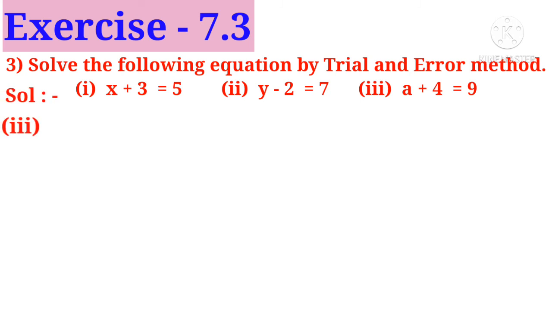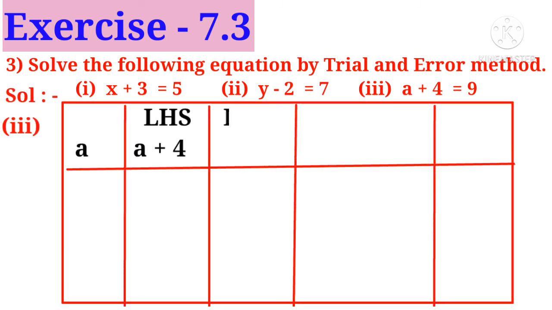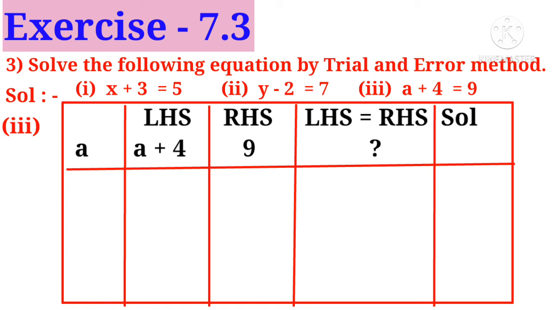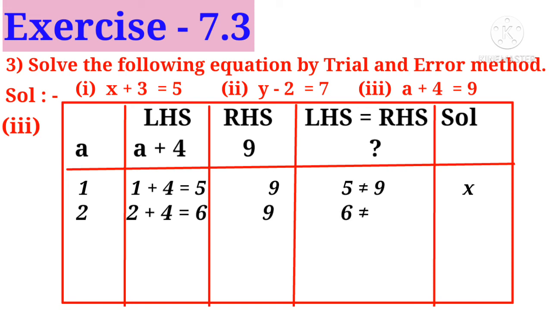Now third problem. Equation is a plus 4 is equal to 9. So put a is equal to 1, then 1 plus 4 is equal to 5 on LHS. RHS is 9. 5 is not equal to 9, so it is not the solution. Put a is equal to 2, then 2 plus 4 is 6. RHS is 9. 6 is not equal to 9, so it is also not solution. Put a is equal to 3. Then 3 plus 4 is 7. RHS is 9. 7 is not equal to 9, so it is also not solution.